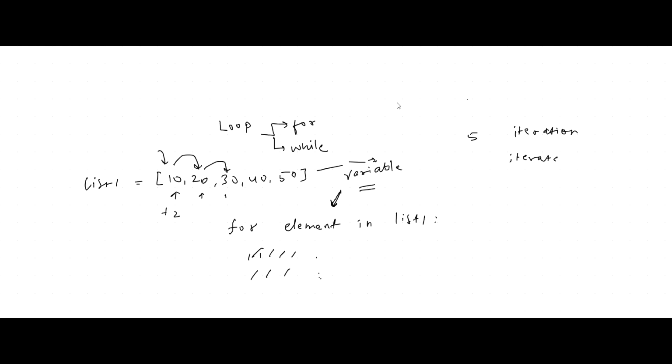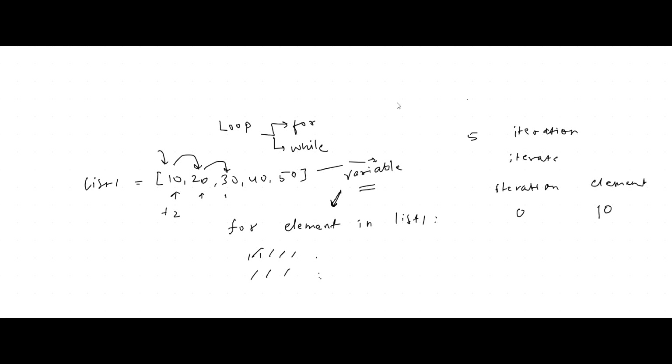In iteration 1, let me start with iteration. Let's say I'm going to use the indexing concept. So let's say the iteration is going to start with 0. In your 0th iteration, which mathematically is your first iteration, you are going to the 0th index of your list. That means you're going to 10. So what happens is element will first take the value 10.